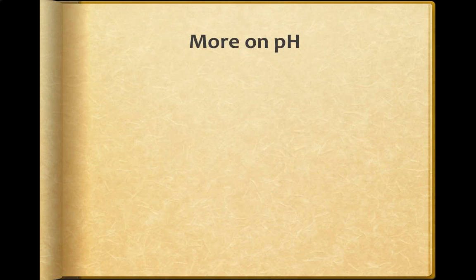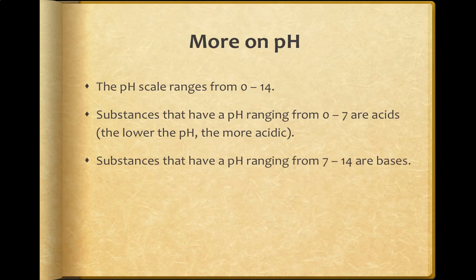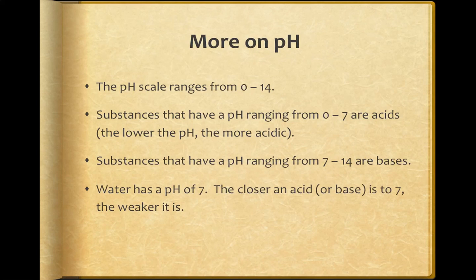So what does all of that mean? Well, our pH scale is going to range from 0 to 14. Okay? Substances that have a pH that is 7 or below are acids. And the lower the pH, the more acidic. A pH of 1 is really acidic. Okay? If it has a pH of more than 7, from 7 to 14, those are bases. The closer something is to 7, the closer it is to water. Water has a pH of 7. And so if an acid or a base is really close to 7, it's really weak.